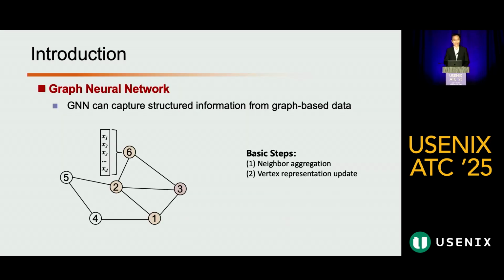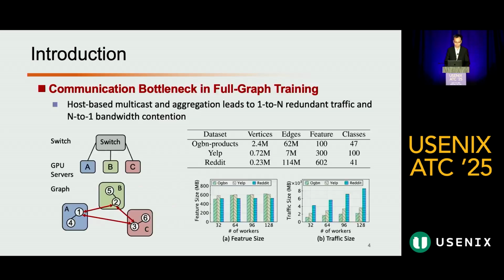GNN work in two main steps. First, each vertex gathers information from its neighbors. This is known as message passing. Then, it updates its own representation using a neural network layer. By repeating this process across several layers, each vertex gradually builds an understanding of its local structure and eventually of the entire graph. This aggregation and transformation process is what we call full graph training. It allows GNN to learn complex patterns that span across the entire graph.